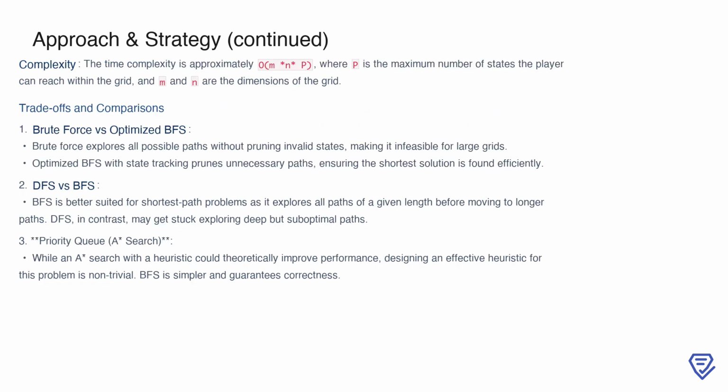Analyzing the complexity of this approach, the time complexity can be approximated as O(m*n*p), where m and n represent the dimensions of the grid, and p is the maximum number of states that the player can reach within the grid. This makes the approach scalable for moderate grid sizes.